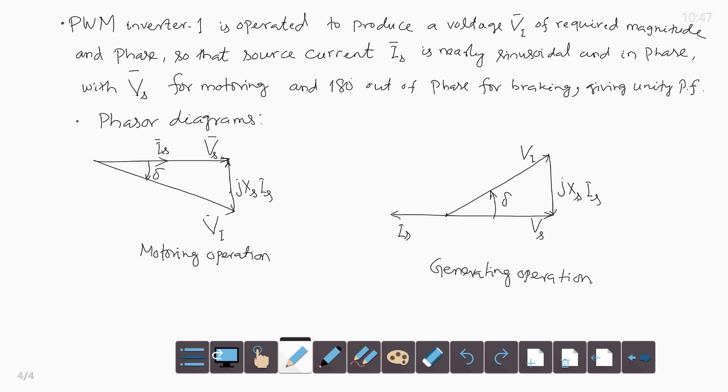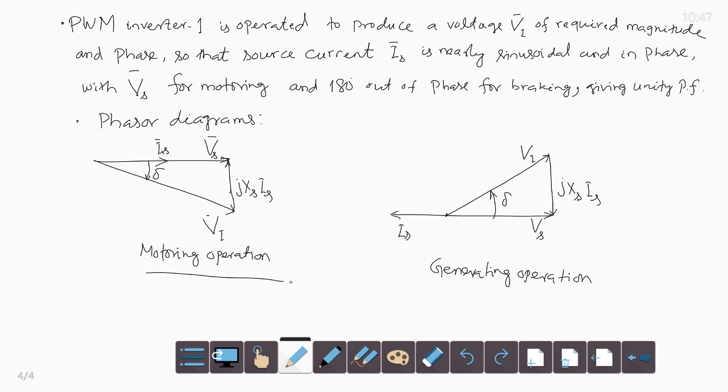So, the PWM inverter 1 is operated to produce a voltage V I of required magnitude and phase, so that source current I s is nearly sinusoidal and in phase with V s for motoring and 180 degree out of phase for braking, giving unity power factor. This is explained in this phasor diagram. The phasor diagram for motoring operation is shown here.